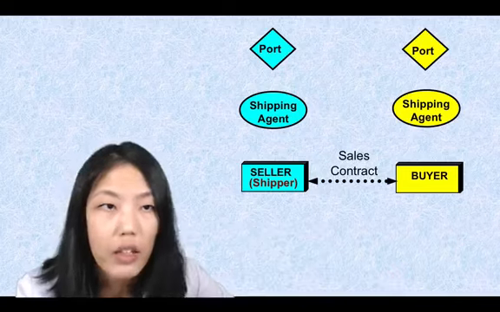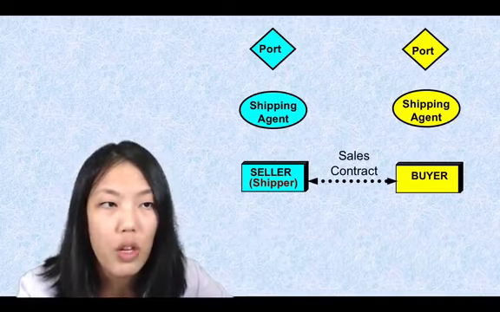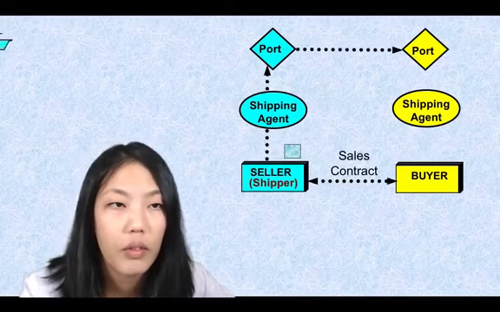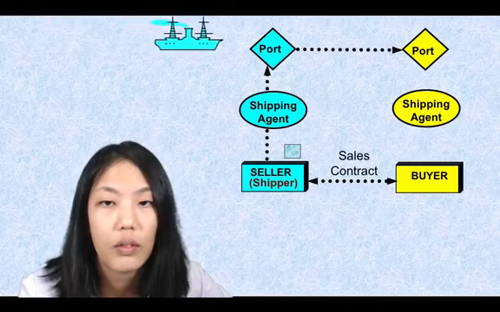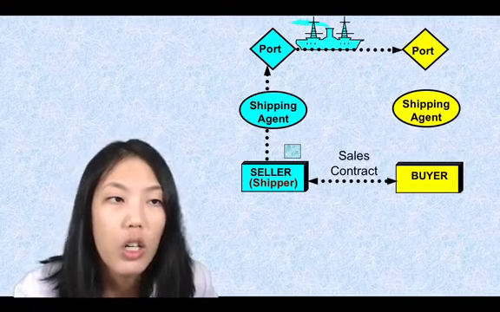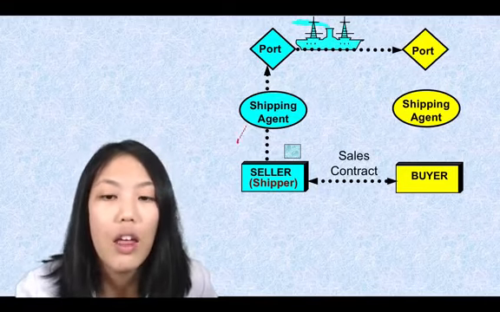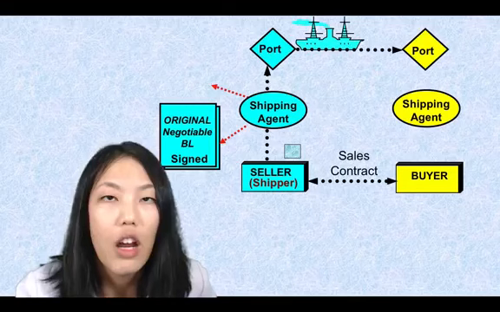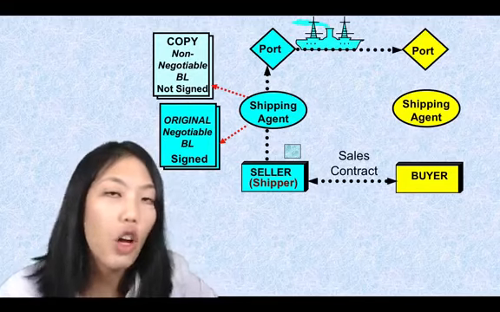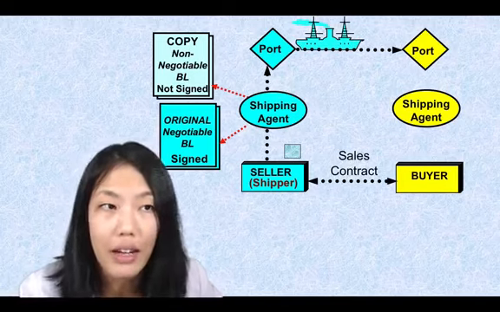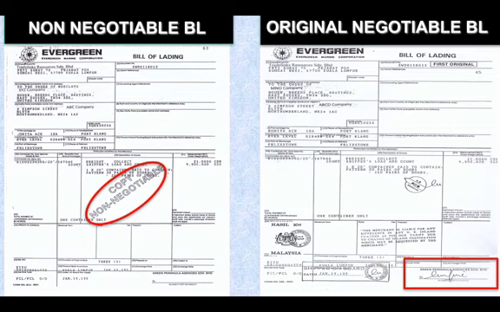Once the contract is signed, depending on the method of payment used, the seller ships out the goods via the shipping agent. The shipping agent will then issue two sets of documents, viz. the original negotiable bill of lading and the non-negotiable bill of lading. The non-negotiable bill of lading is not signed, whilst the original bill of lading is signed. Here is a sample of the negotiable bill of lading and the non-negotiable bill of lading.